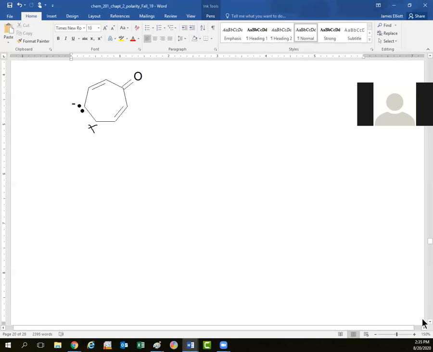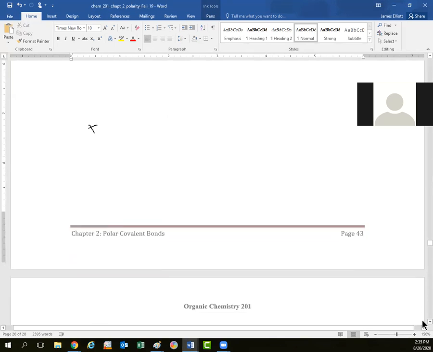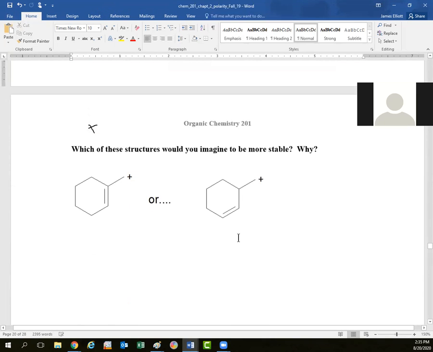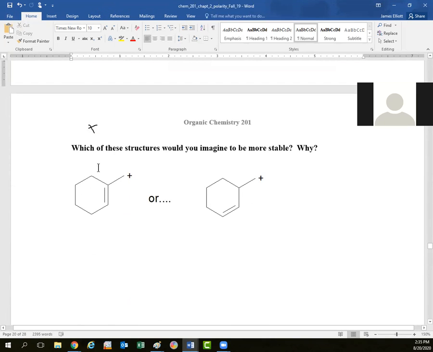Also, if you get finished, think about the one on the next page. For these two molecules, one of them is more stable than the other. Through resonance, could you make an argument for one being more stable than the other?